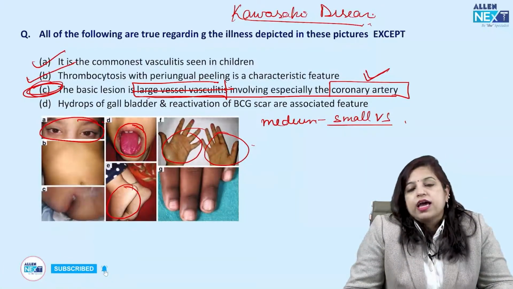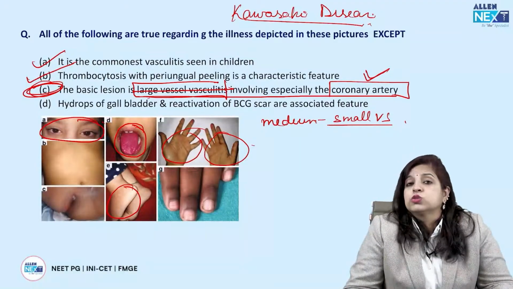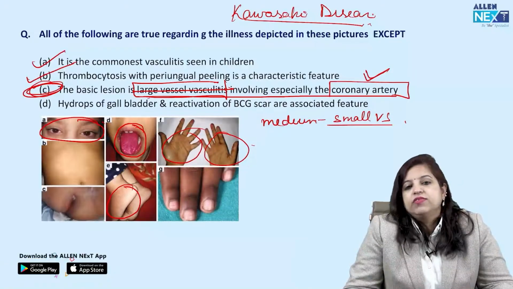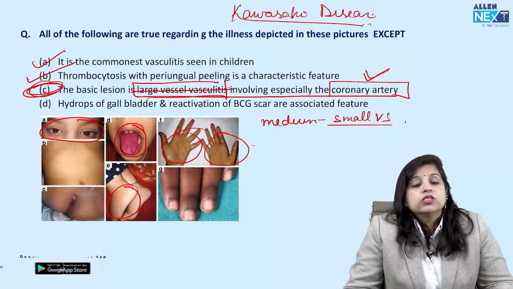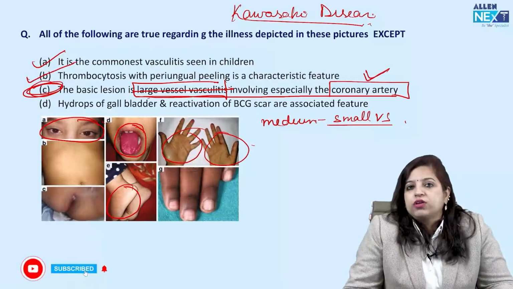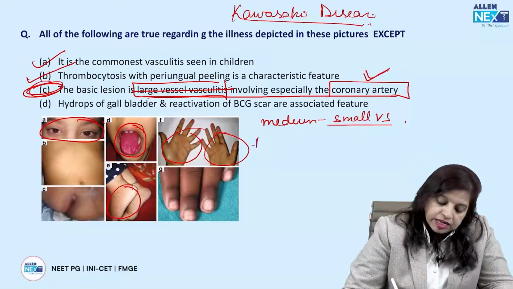Hydrops of gallbladder and reactivation of BCG scar is a common occurrence, right? So there's a small and medium vessel vasculitis, red dry lips, strawberry tongue, and complication is giant coronary artery aneurysms, one of the few reasons which can result in MI in children.